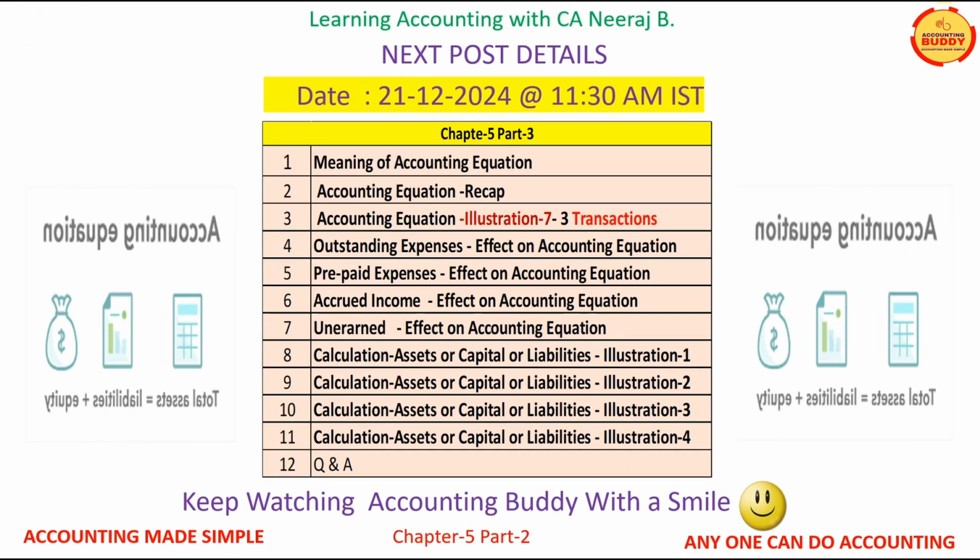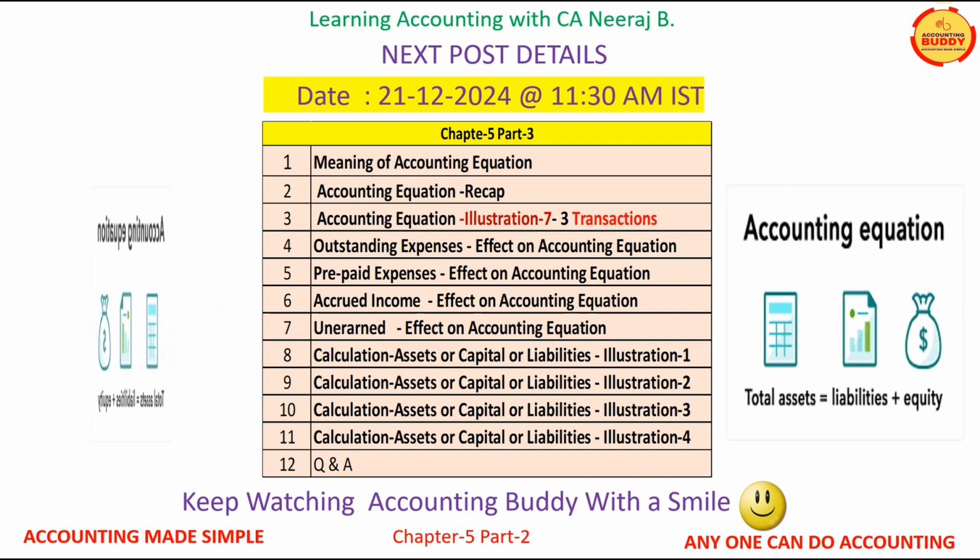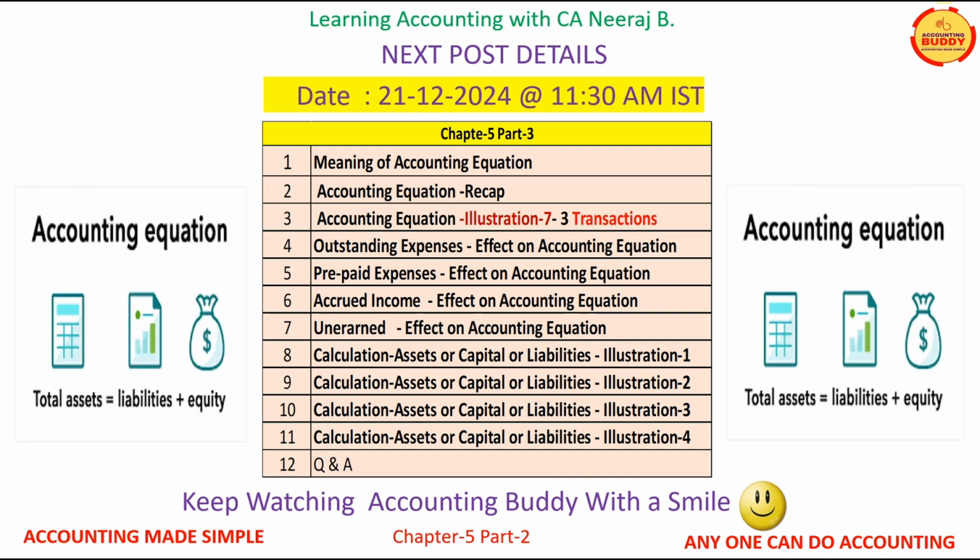In our upcoming video on 21st December 2024, we will review the accounting equation and dive into another illustration. Additionally, we will explore how items like outstanding expenses, prepaid expenses, accrued income, and unearned income impact the accounting equation. We will also work through 4 practical examples to identify the missing elements among the 3 key components of the accounting equation, that is assets, liabilities, and equity.